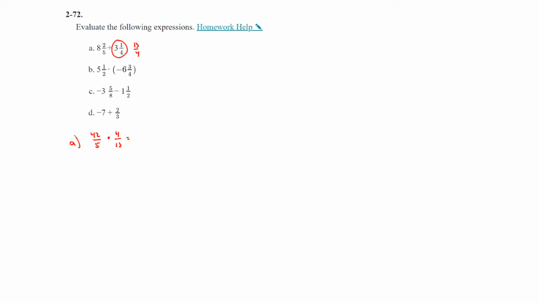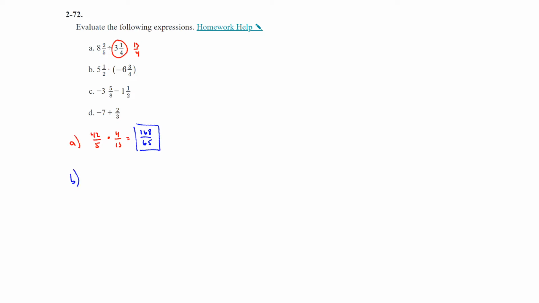And it doesn't appear there is, so I'm just going to go ahead and multiply straight across. And so I get 168 over 65. And if I couldn't cancel anything, then that should be the reduced form of that. Could change it into a mixed number, but I think that's fine the way it is.